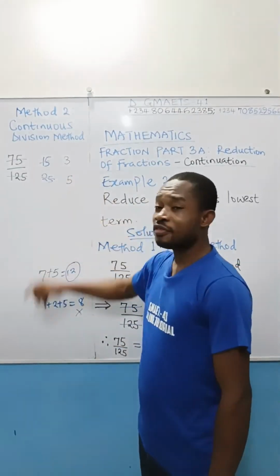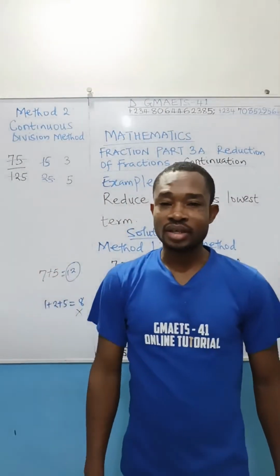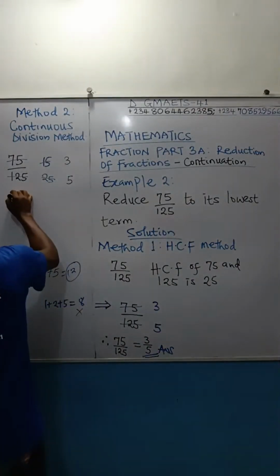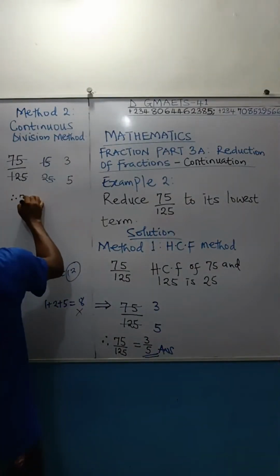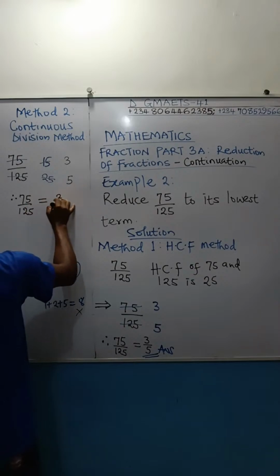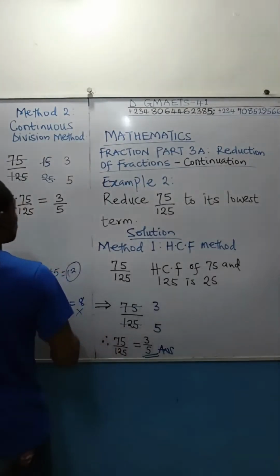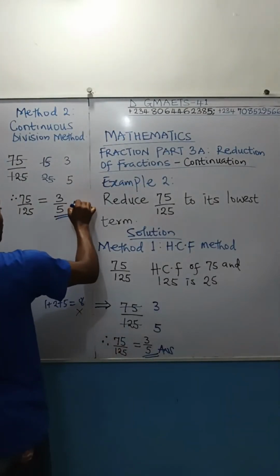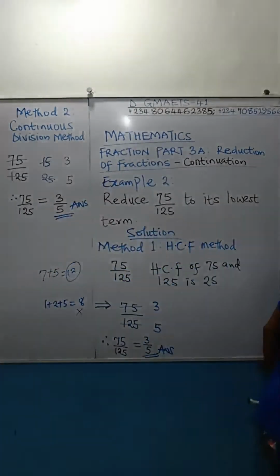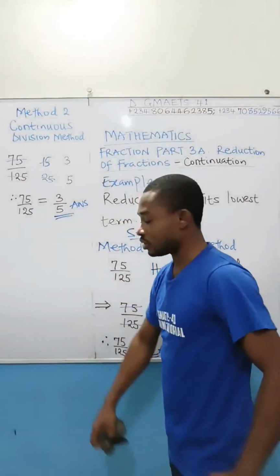Now, 3 and 5, there is no common number that can divide both of them again. Therefore, you have gotten your answer. We can now conclude. 75 over 125, the answer is 3 over 5, the same as we obtained in method 1. Now we are going to look at the third method, method 3, the prime factorization method.